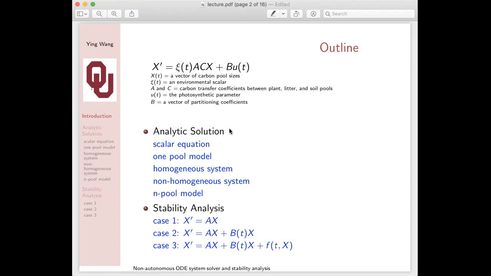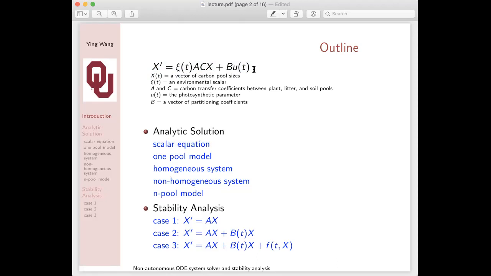In order to derive the analytical solution for this model is non-trivial. So we're going to do this step by step. We're first going to study the solution for a scalar equation. And then we're going to apply this to one pool model instead of an n pool model. Here in general, we would assume that we have n pools. And then we're going to move on to system cases. There are two cases for system. One is homogeneous, one is non-homogeneous. And then afterwards, we're going to apply the general solution to the n pool model. That's our ultimate goal, to solve for the n pool model.